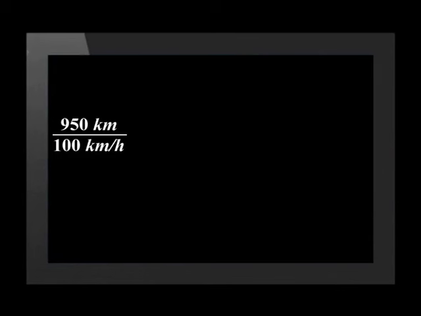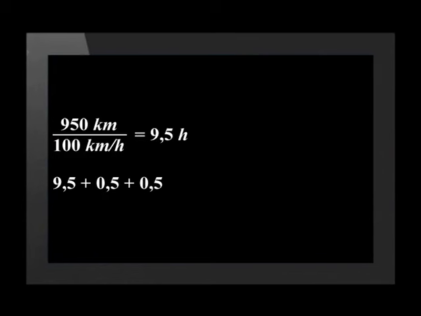Now let's calculate how long the trip will take if Joy travels at an average speed of 100 kilometers per hour and takes 2 rest stops of half an hour each. 950 kilometers divided by 100 kilometers per hour is equal to 9.5 hours of driving time. Now we add 9.5 hours of driving time to the 2 stops of half an hour each to get the total traveling time. 9.5 plus 0.5 plus 0.5 equals 10.5 hours.